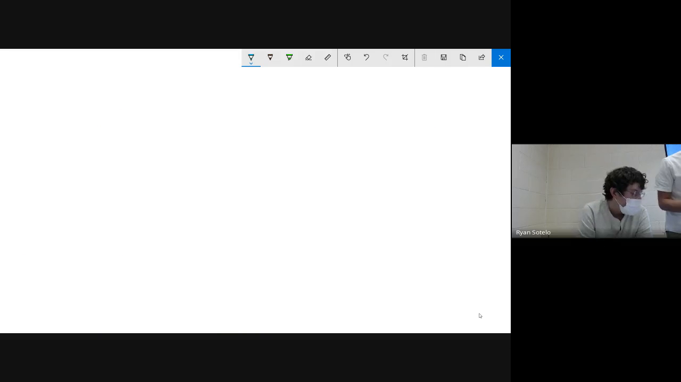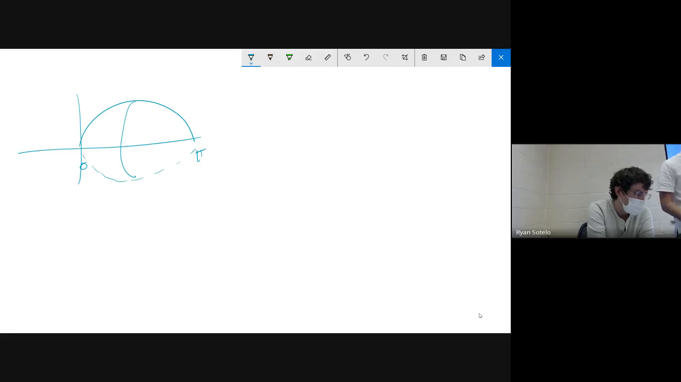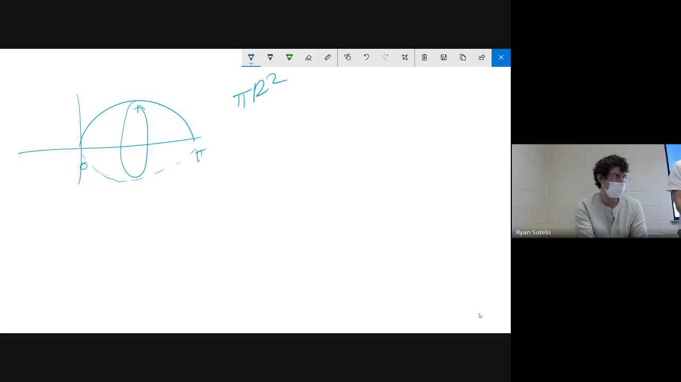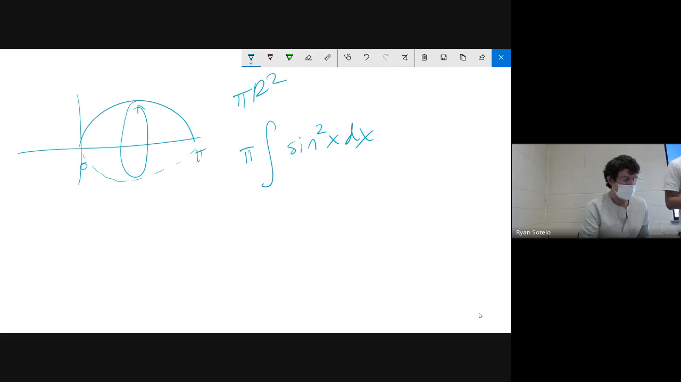The next one, 3, you have the same thing, sine from 0 to pi. Now we're rotating around the x-axis, right? So we have circular cross sections. So I want to use pi r squared for my integral, since I have disk method. So I'm going to go integral of pi sine squared x dx from 0 to pi. That's my integral.